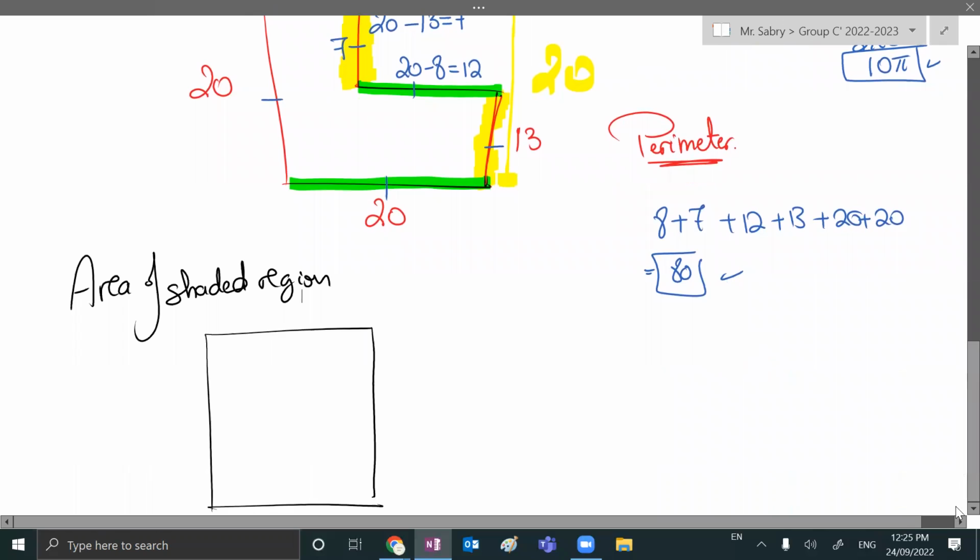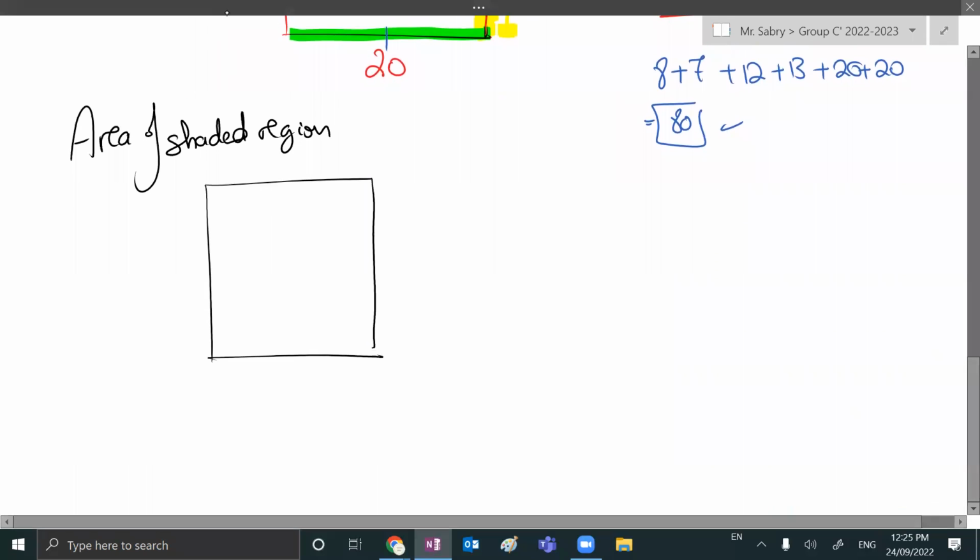So what do I mean by that? Again, imagine you have a shape like this square here, and then you're given something like this. It's a circle inside the square, and you're asked to find the area of the shaded region.